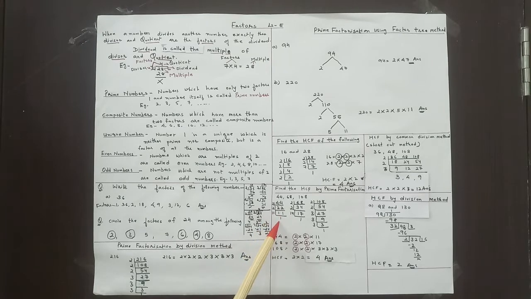11 1s are 11. Now we have the factors of 44, that is 2 into 2 into 11. Now we will take out the factors of 68.